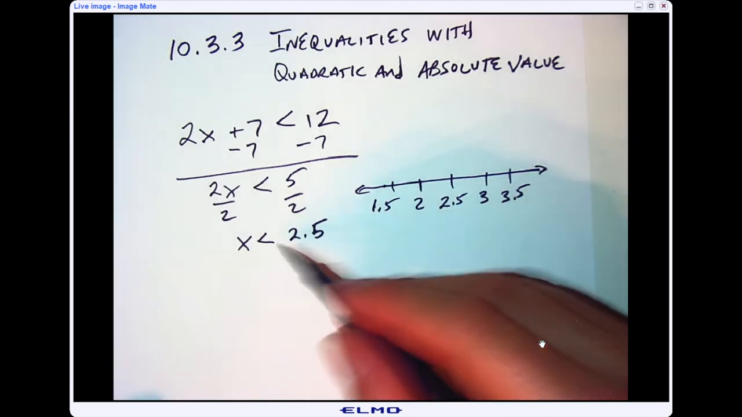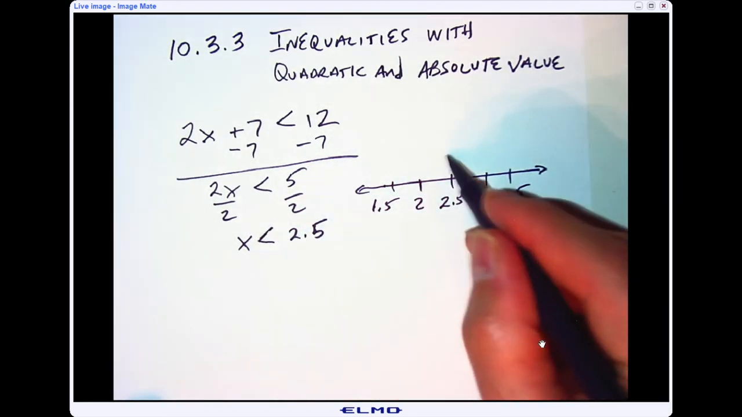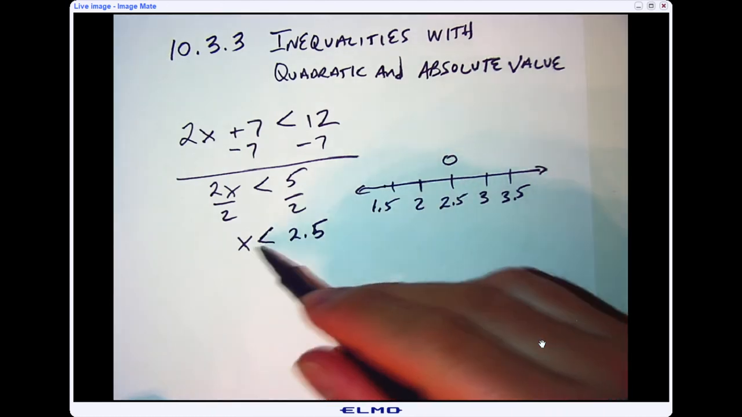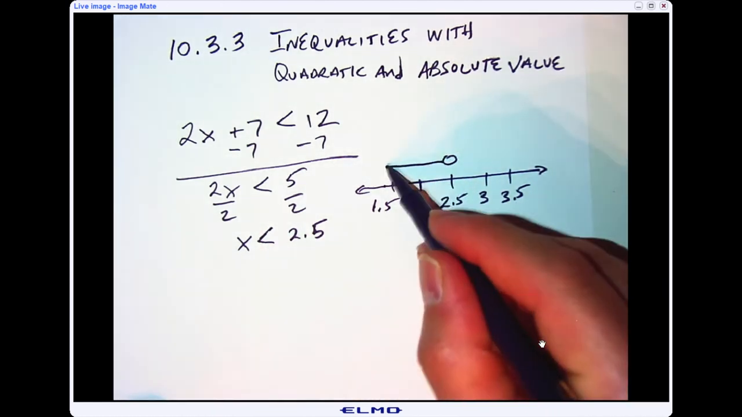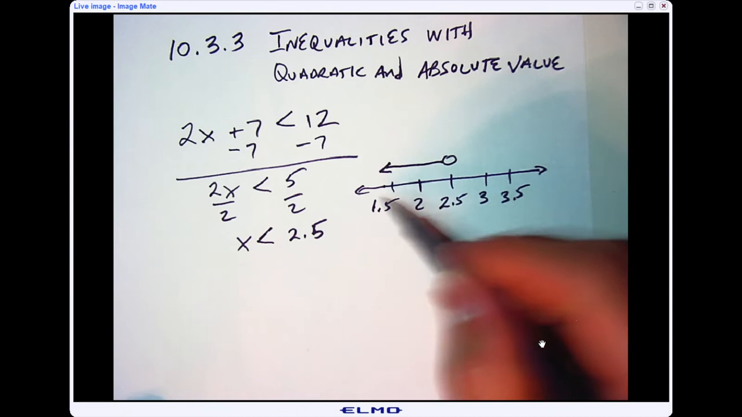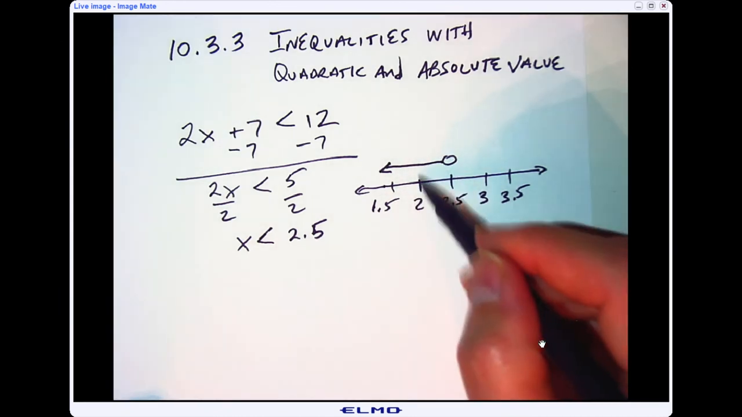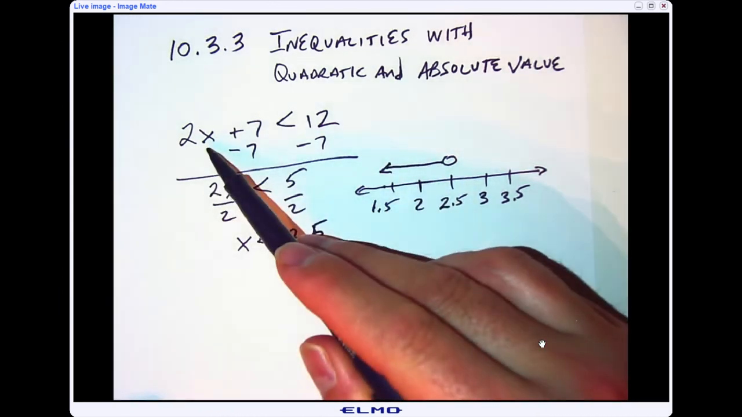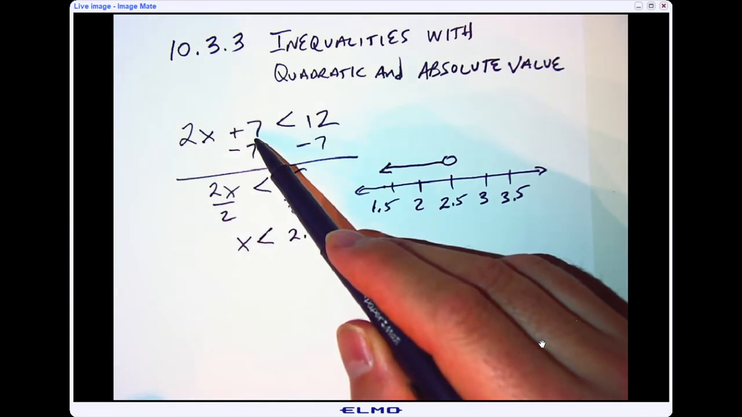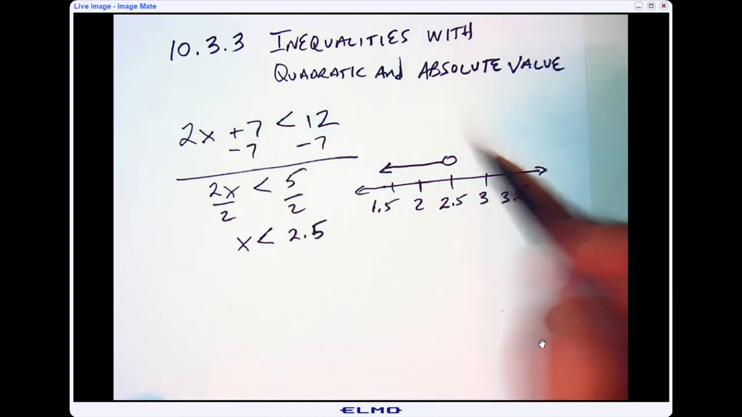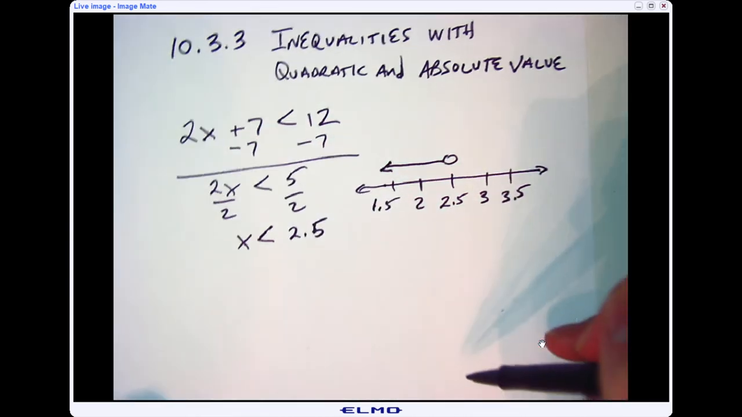Again, my boundary point, because there's no equal sign, is going to be a hollow dot. And it's all numbers less than, so go this way. And you can easily plug in a number. If I chose 2 from this side, 2 squared is 4 plus 7 is 11. And 11 is less than 12, so it makes sense that everything on that side is a solution.